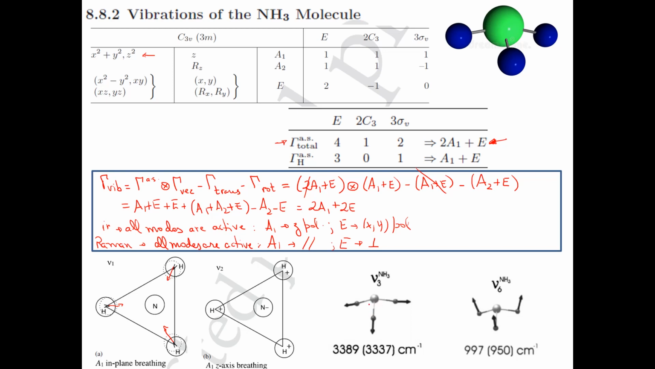So this is not a planar molecule, so they are not actually vibrating totally in the plane, but they have some smaller Z component as well. Okay? So it's actually a linear combination of these two modes. But you cannot get this from group theory. So this is again a perfectly valid A1 mode.